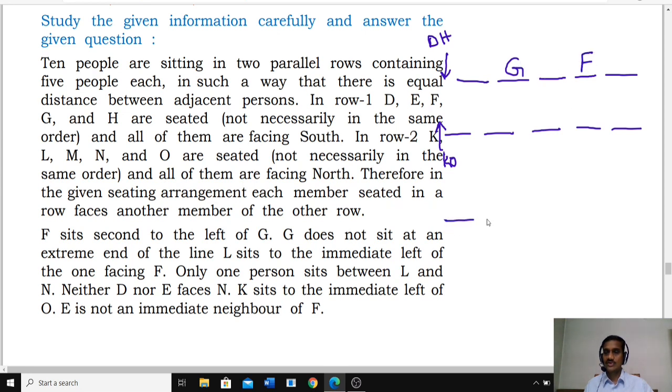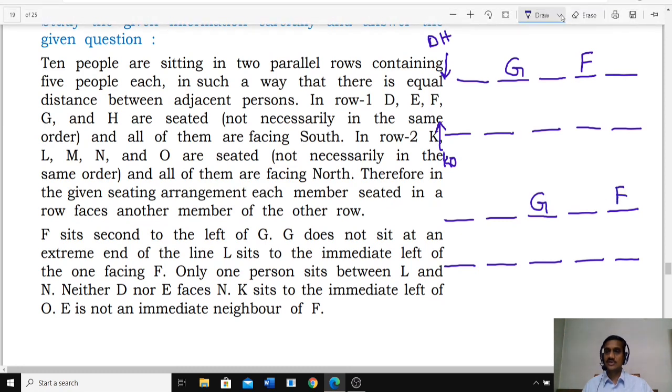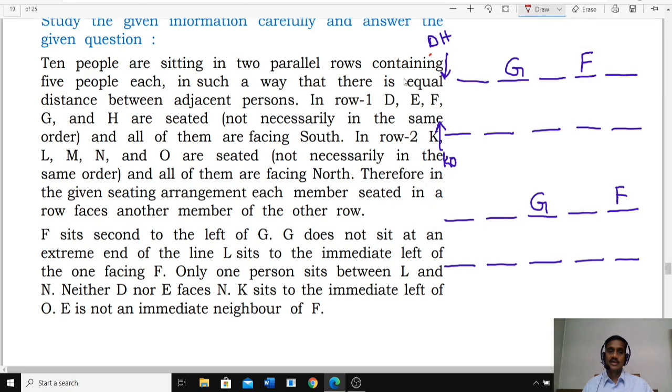First case. What is the other case? We have 1, 2, 3, 4, 5. Where do we have 1, 2, 3, 4, 5? G cannot be at the extreme end. Where G is, F sits at one of the extreme ends of the rank. F sits second to the left of G. G does not sit at any one of the extreme ends of the line.